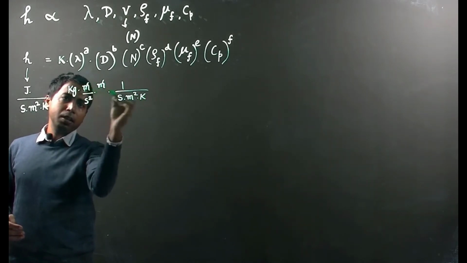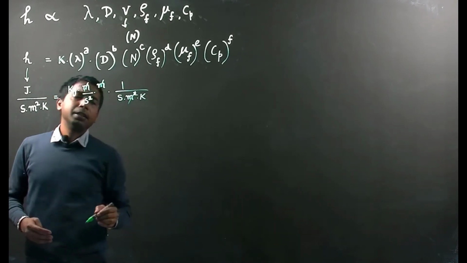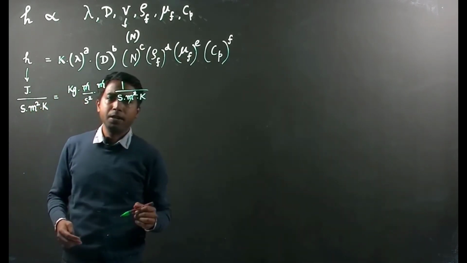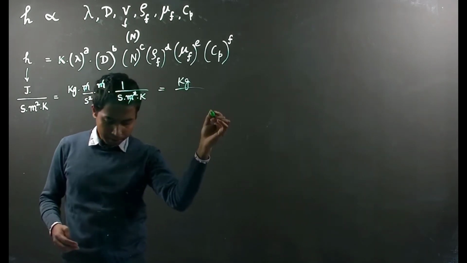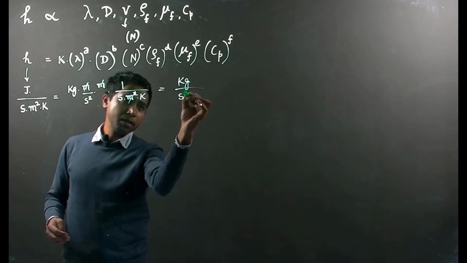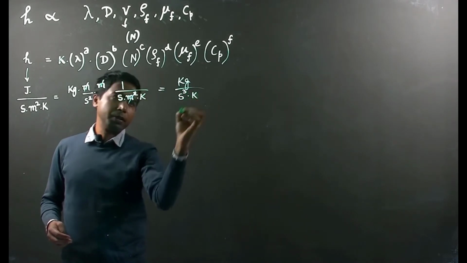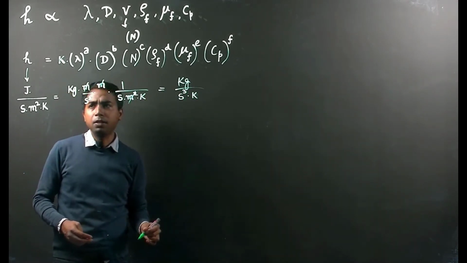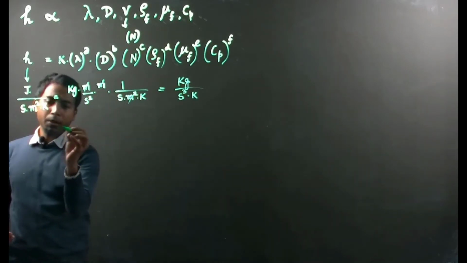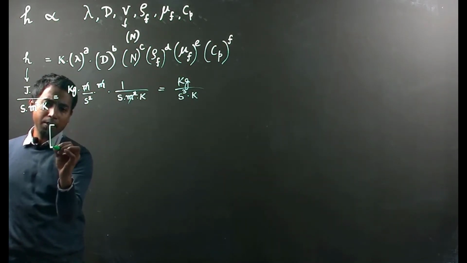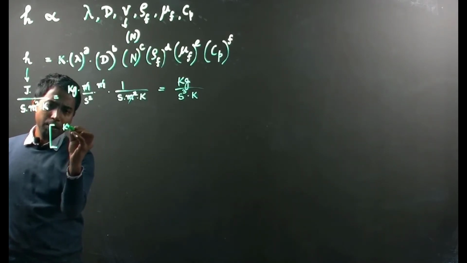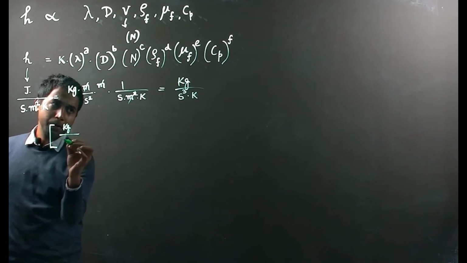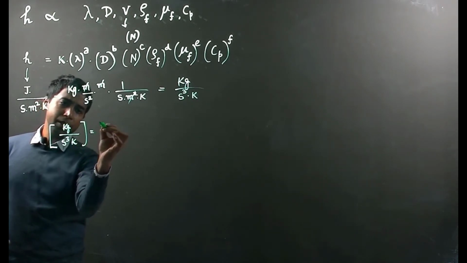As you can see, the meter squared cancels out from both numerator and denominator, and we are left with kilograms divided by second cubed times Kelvin. That is the SI unit of heat transfer coefficient. So we are going to write that down on the left hand side of our equation: kilograms per second cubed Kelvin.